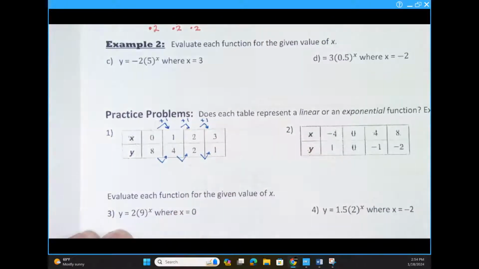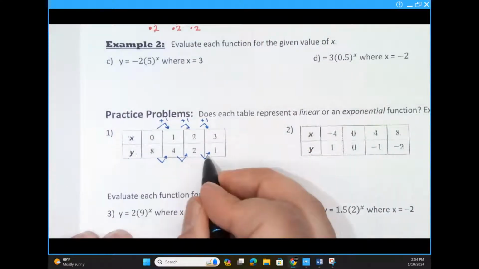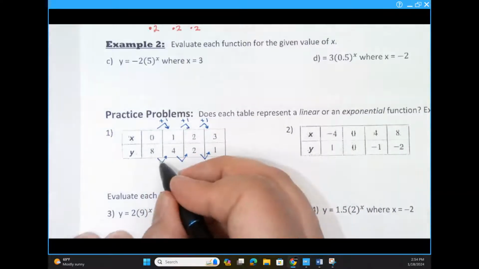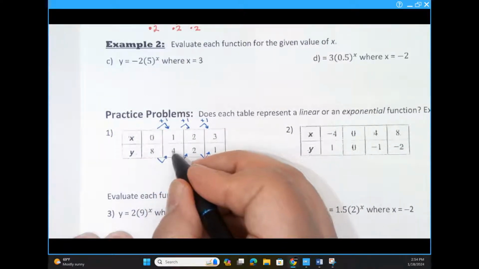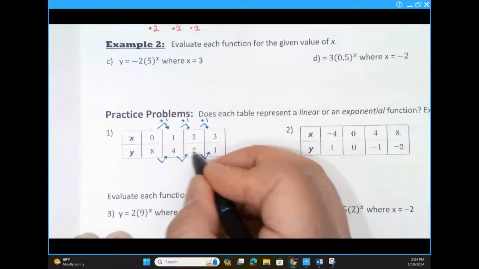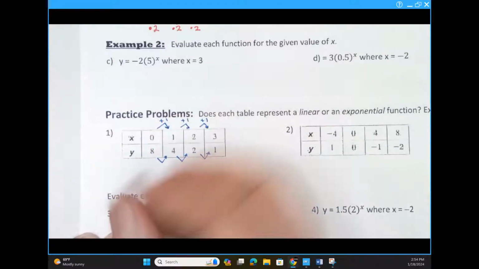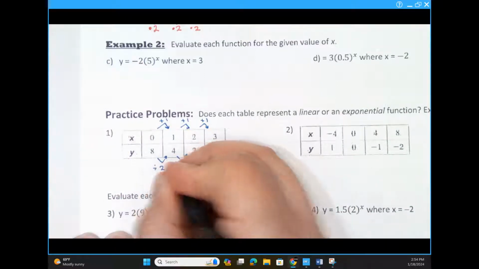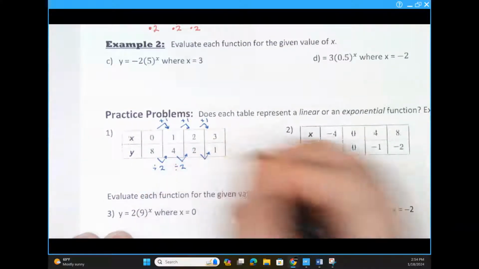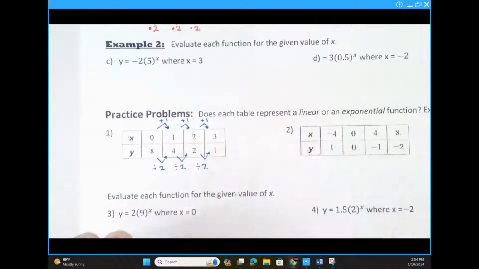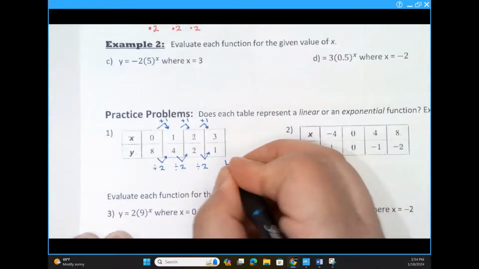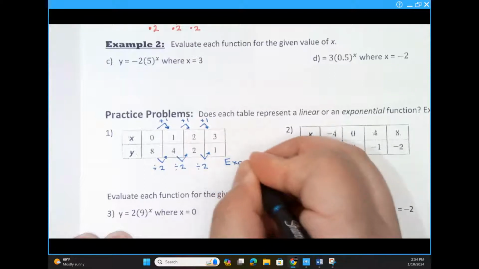The question is, things get smaller with subtracting or with division. So if that's the case, 8 take away 4 is 4. 4 take away 4, that should be a 0, so it's not subtracting. Then that means division. Look, divide by 2. Divide by 2. Divide by 2. So is this exponential or is it linear? Well, it's division. Then we know it is exponential.